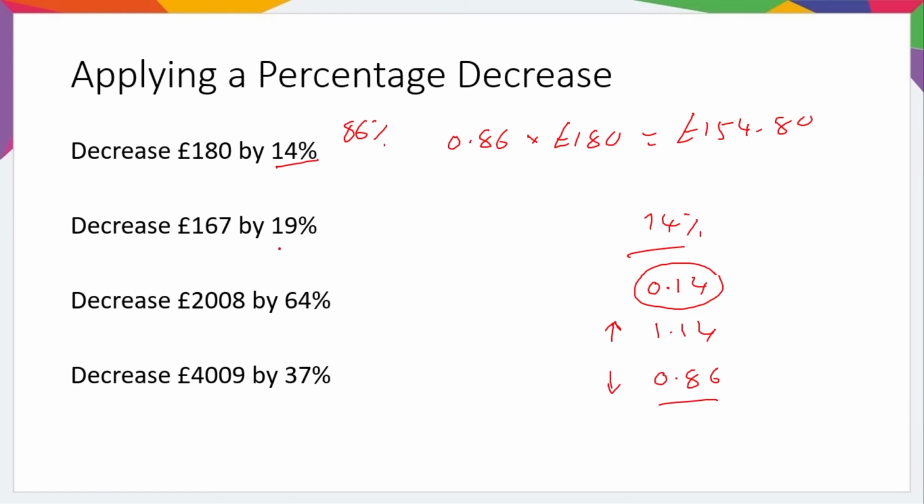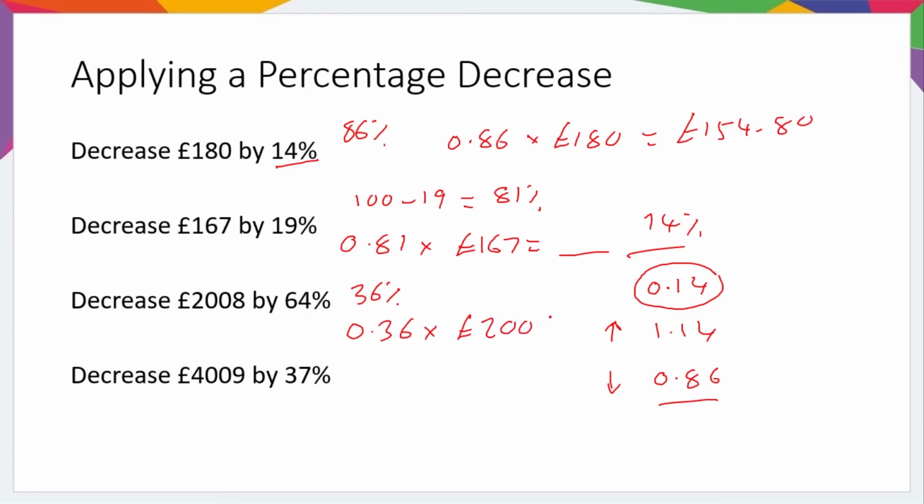If you're decreasing something by 19%, then that means you are going to be paying 100 minus 19, which is 81%. Our multiplier for 81% is 0.81 multiplied by 167. That's our calculation. If something's decreased by 64%, you're paying 36%. So we need to be working out 0.36 times by 2008.